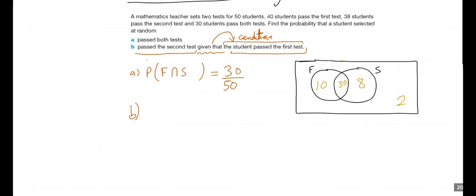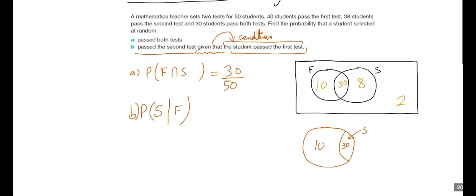If I ask 40. 40 people, exactly. Because the circle of first test students contains 40 people in total. But some of these guys also passed the second test. You see? So, what's the probability that, watch carefully, okay? I'm writing down the notation. This is extremely important. What's the probability that you pass the second test given that you have passed the first test?